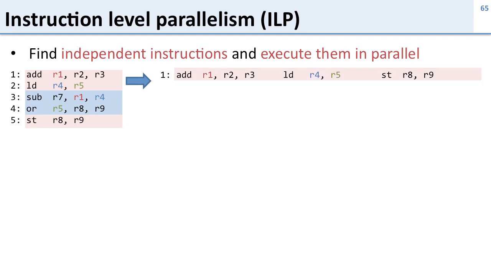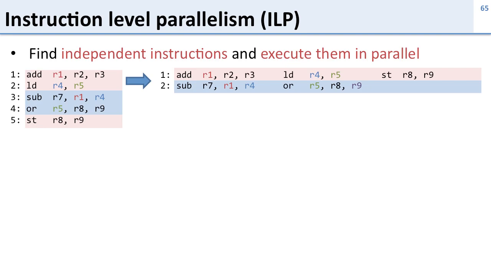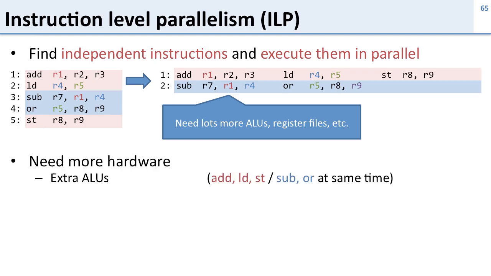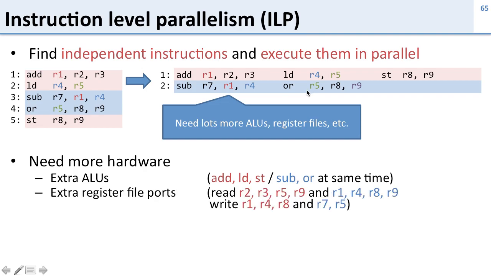We could run the first instructions all together, so 3 at the same time in the first cycle, and then we could do 2 instructions in the second cycle. So to do this, we need a lot more ALUs, register files, etc. In fact, we need extra ALUs, so we can do an add, a load, and a store at the same time, that is these first 3 instructions, and be able to do a subtraction and an OR at the same time. We need a bunch of extra register ports.